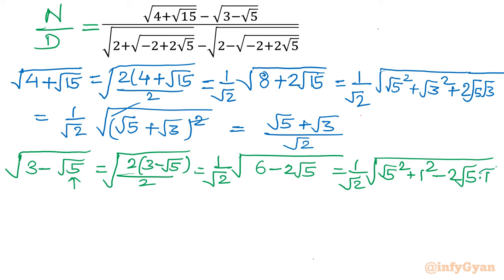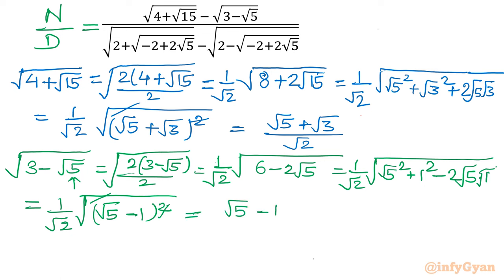Okay, now it is a minus b whole square: a square plus b square minus 2ab. So I will write 1 over square root 2, and inside the square root, I will write root 5 minus 1 whole square. Now again, I will cancel square and square root. It will give us root 5 minus 1 over root 2.